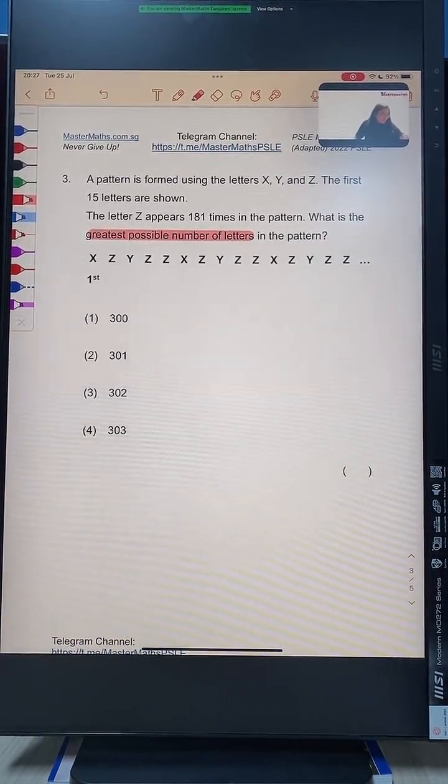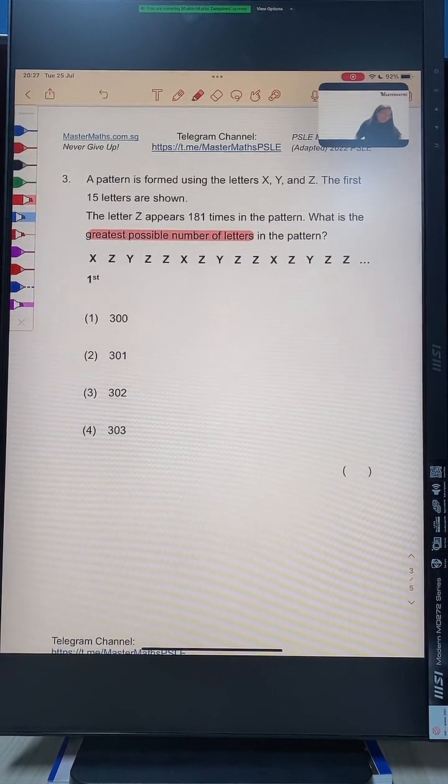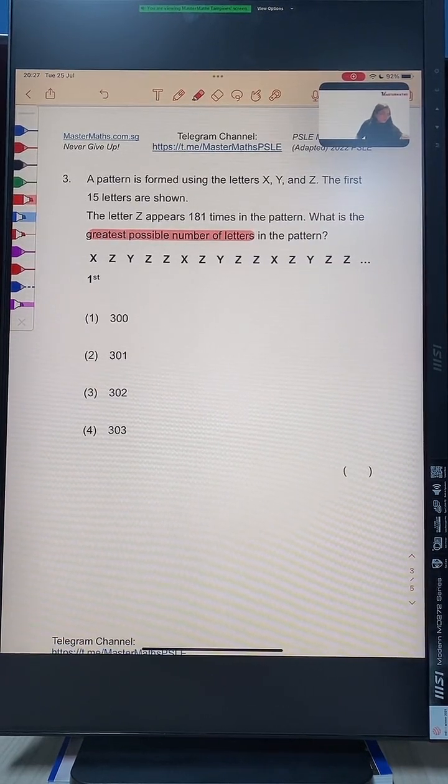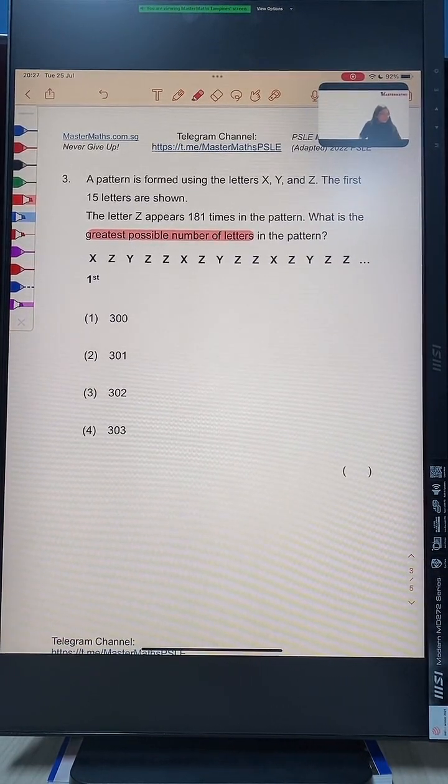2 people have gotten it right. 3 people have gotten it right. Wow. More and more people are getting it right. Fantastic. The answer is... Do you want me to say the answer now? Yes? No? The answer is number 4.